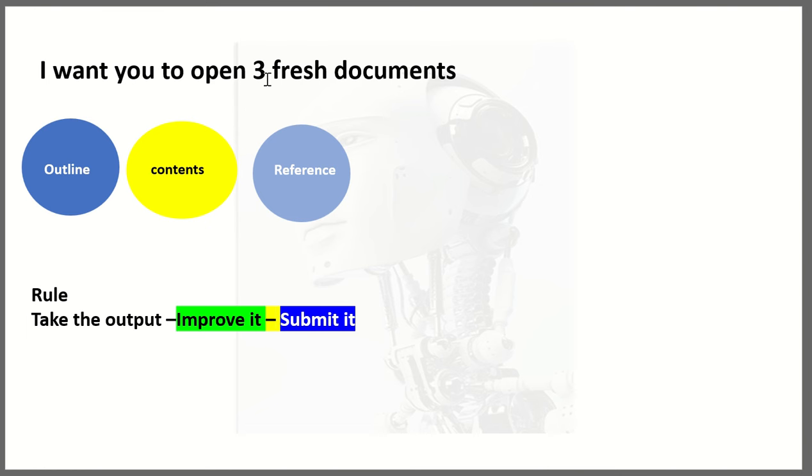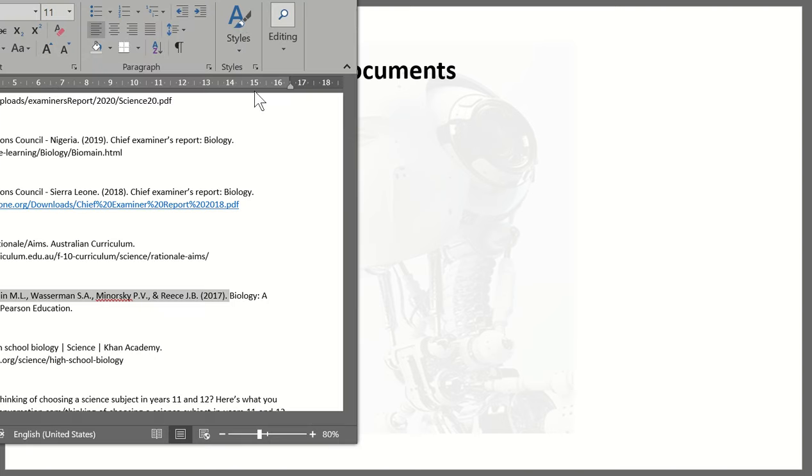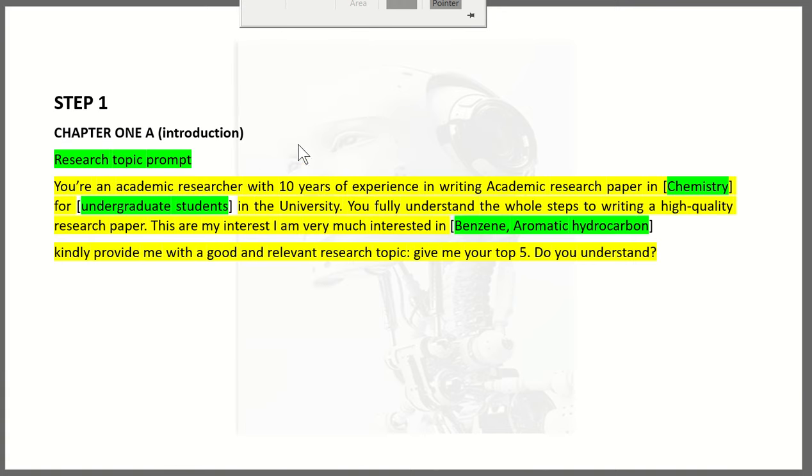So I want you to open three fresh documents. One will be for your outline, one will be for the content, one will be for the references. Okay, remember the rule: take the output, improve it, and submit it. So open your Word documents. Do you understand? Open your Word documents. Okay, I just figured out that I need to take my time to explain this. There's no need to rush, so that you understand.